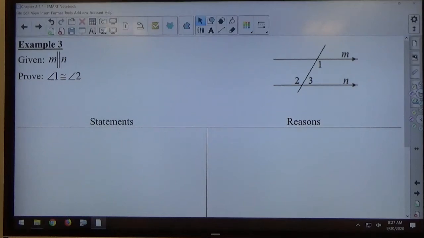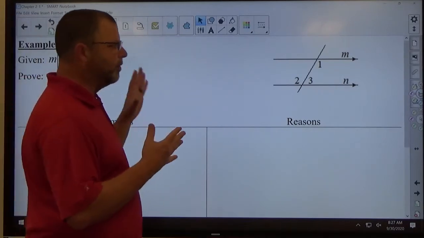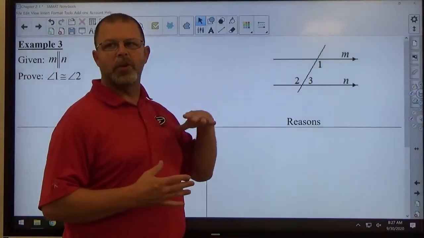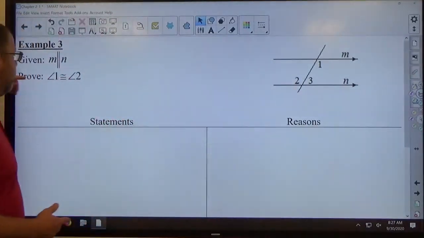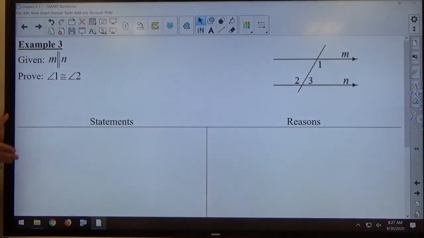Okay, for example 3, we're given parallel lines M and N. So those two lines are parallel. Again, if I don't have the picture drawn, I want to draw the picture. They are referring to things as angle 1 and angle 2, so preferably the picture should be drawn.